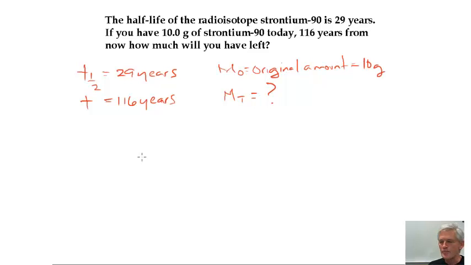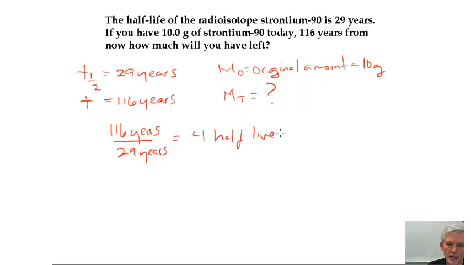Probably the second step in all of this is to figure out how many half-lives this actually represents. Wherever you have 2 values for the same variable, in this case time, that's really what you're trying to compare. So 116 years is the total amount of time over the half-life, 29 years. If you divide that, you're going to find out that you actually have 4 half-lives.